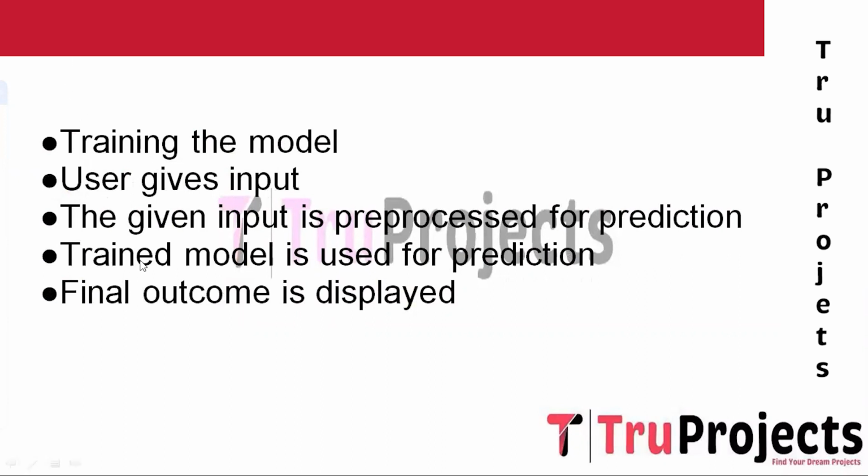And the tenth one is the trained model is used for prediction. The pre-processed input data is passed into the trained machine learning model. Each model processes the input and produces a prediction about the likelihood of breast cancer for the given patient.